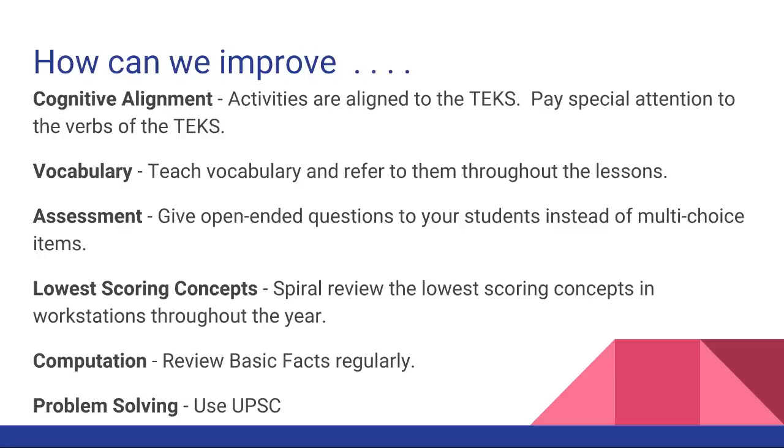Lowest scoring concepts, spiral them. Have a spiral review station where you review especially the lowest scoring items that we just went over. Computation is big. The kids need to know their facts because that helps them with any of these problems. And then problem solving. Use UPS check. You don't have to use the Foursquare, just the critical thinking. What is it I need to find?